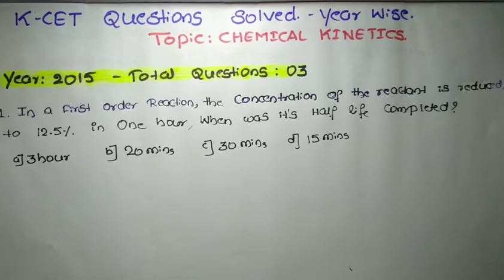The weightage of the chapter for your Karnataka CET exam is around 3 questions. Max to max, there are 3 questions that will definitely appear from this part. I have taken questions from 2015 here. The total number of questions asked is 3. So let us start with the first question.